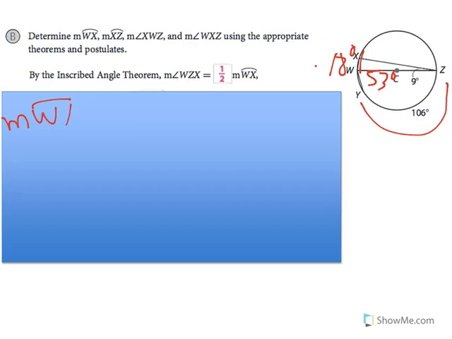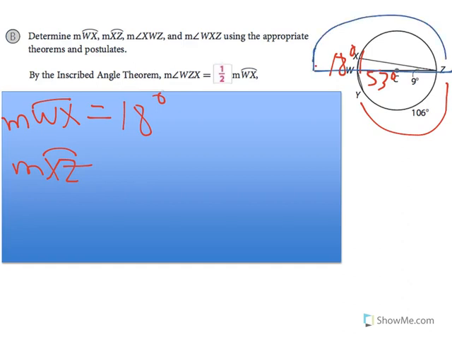And from there we can solve for the arc WX. So then WX we said it was 18 degrees, and the measurement for the arc XZ. So for XZ, well, notice that this is a semicircle. So then the arc here is 180 degrees. So then to solve for XZ, we take 180 minus 18.